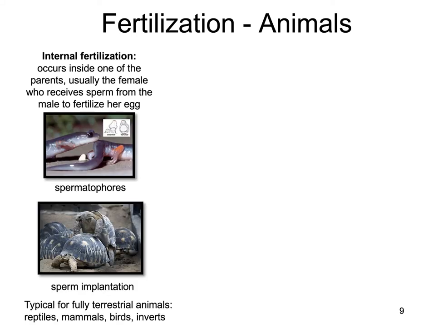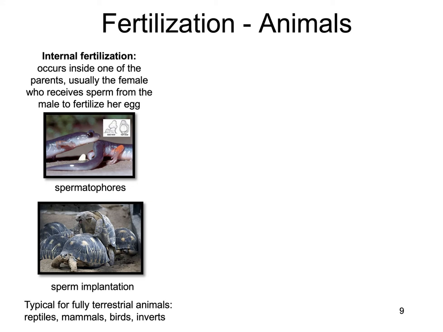So the next type of fertilization that I want to talk about is internal fertilization. Internal fertilization is fertilization that occurs inside one of the parents, okay? And it's usually inside of the female, who receives sperm from the male to fertilize her eggs that she keeps internal, okay? And there's a couple different examples of this.